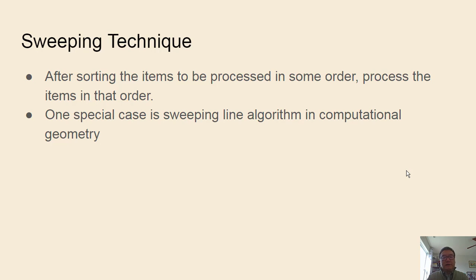And like I said earlier, one special case is a sweep line algorithm in computational geometry, when we want to process objects in, let's say, 2D space. We can have a line, let's say x equals some constant, and then we just move that line across the space, find the objects that intersect with the line, and then process them. But in this topic, we'll not use the computational geometry example. We just use other examples where we sort things and then process them one by one.